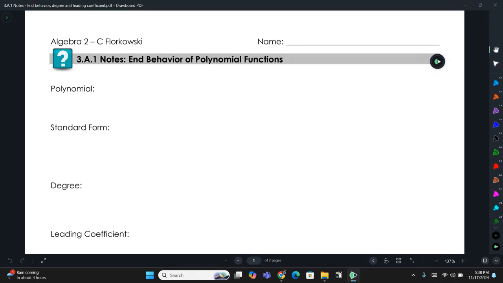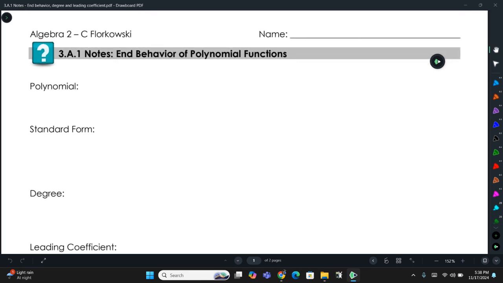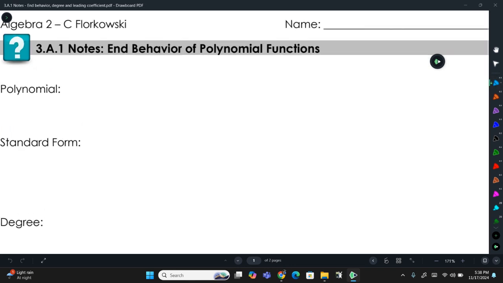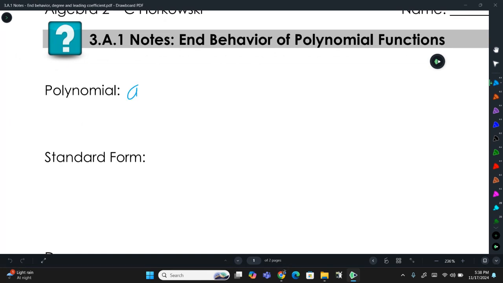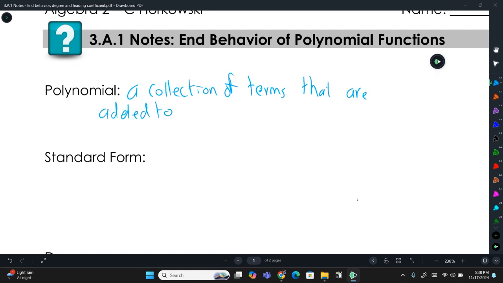So, Unit 3 is about polynomial functions, and we've talked about a specific type of polynomial function earlier, the quadratic. Now, the quadratic is a specific type of polynomial function. So, what is a polynomial function? Well, a polynomial function is a collection of terms that are added together.